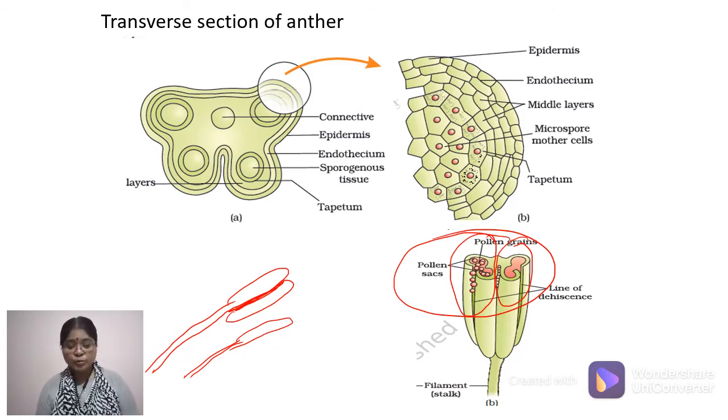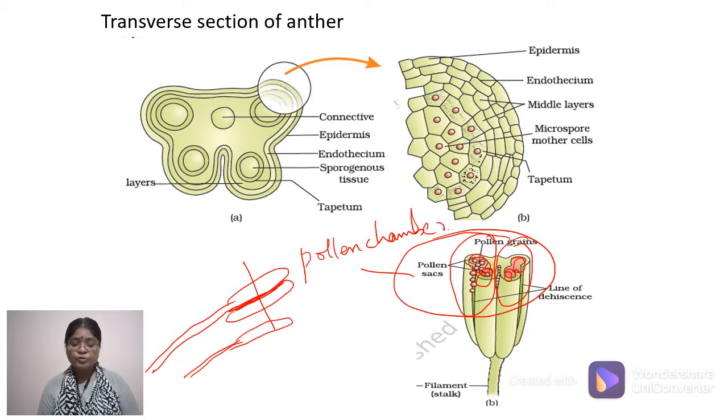Now if you cut the transverse section of each lobe, you get a structure like this. Each lobe has two chambers, as you can see here. We call them pollen sacs. We can also call them pollen chambers. Do you remember the term sporangium? We also call them microsporangium.